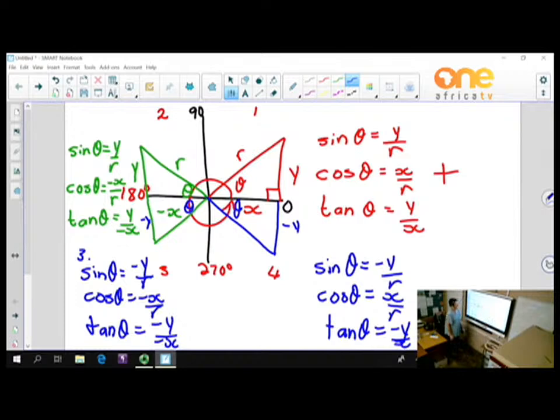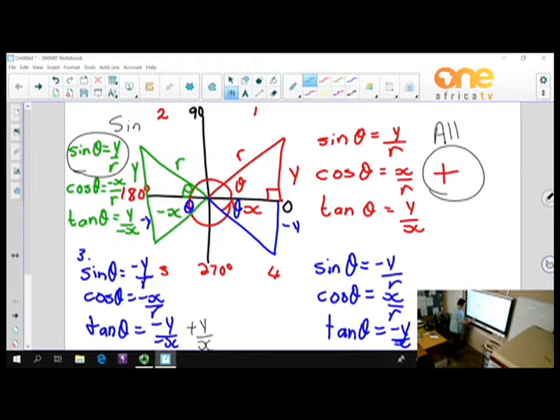Now, from this, we've said that in quadrant 1, all of them are positive. All of them. If we go back to this one, then you will see sine is positive in quadrant 2. If we look in quadrant 3, then this one is going to be positive y over positive x. So tan is positive in quadrant 3. And in quadrant 4, sine is negative, but this time cosine is positive.